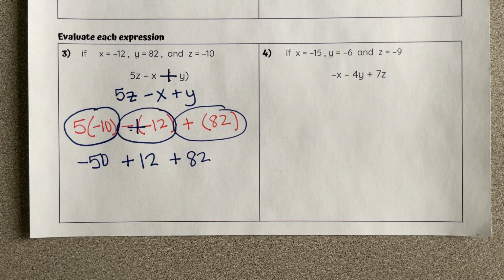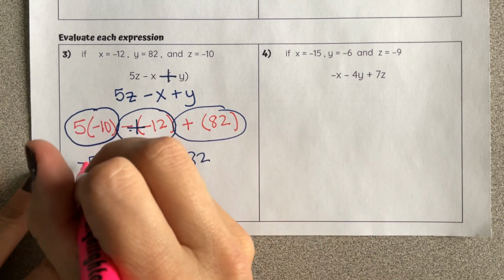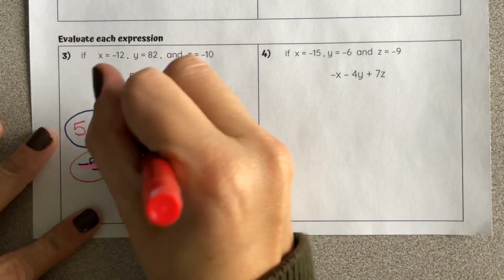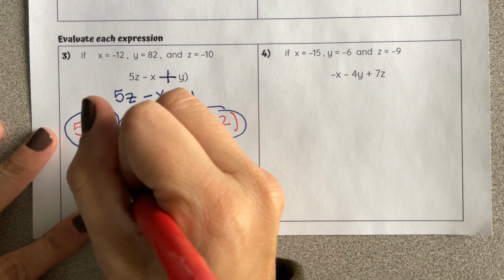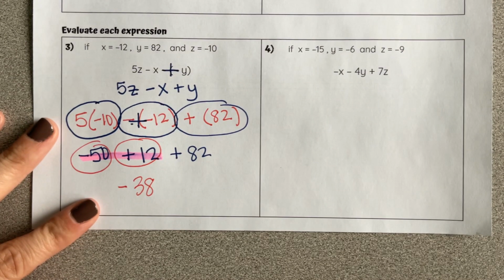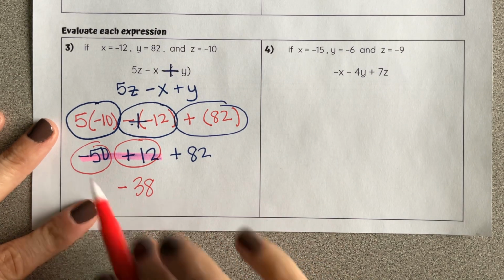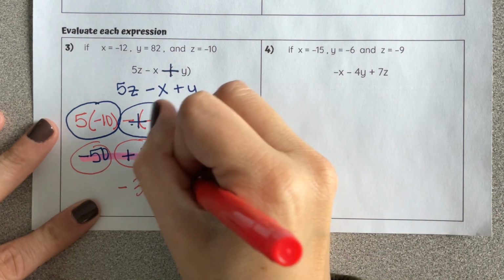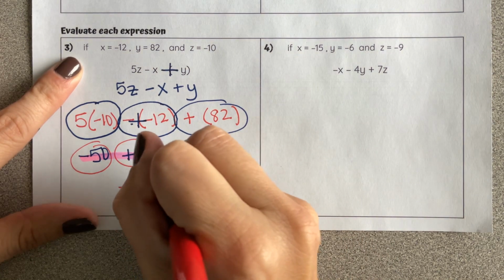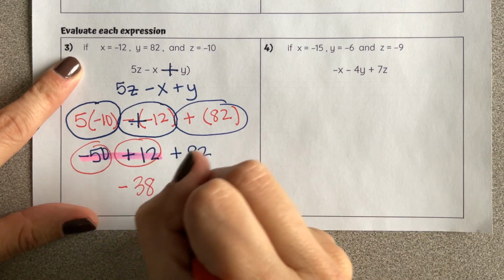Now, we're going to just do these on the left first. Negative 50 plus positive 12. I'm grouping that. Negative 50 and positive 12 gives me negative 38. We find the difference. That's 38. There's more negatives than positives. Now I'm bringing down my plus 82. They are opposites, 82 and 38, so we're going to subtract, which gives me 44. There were more positives, so it stays positive.